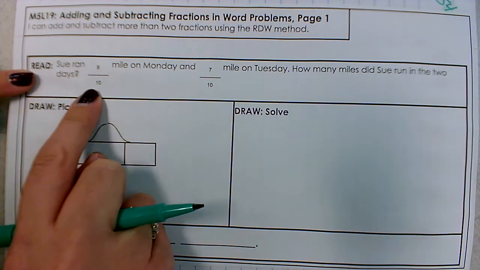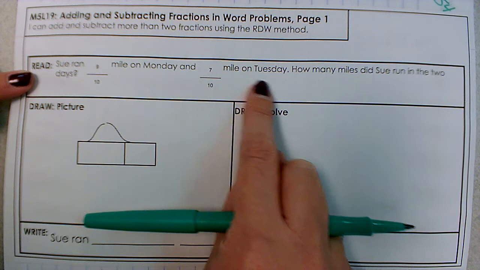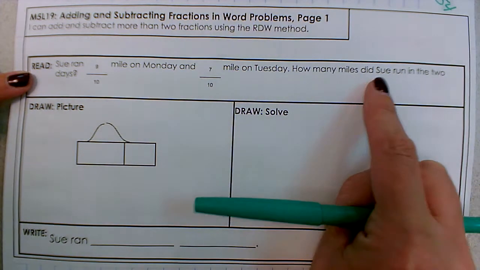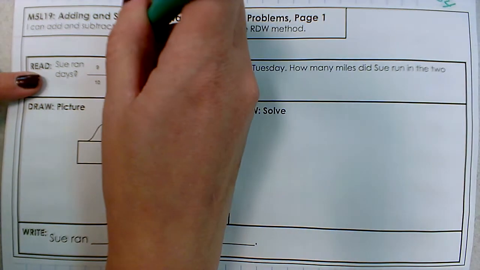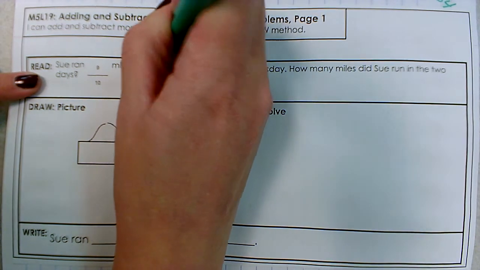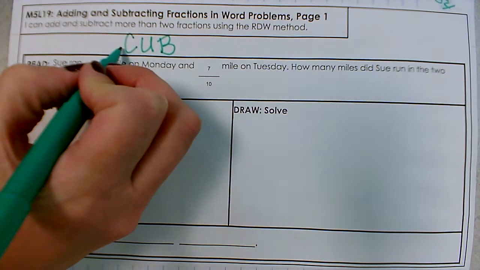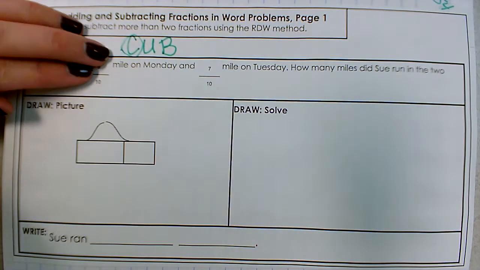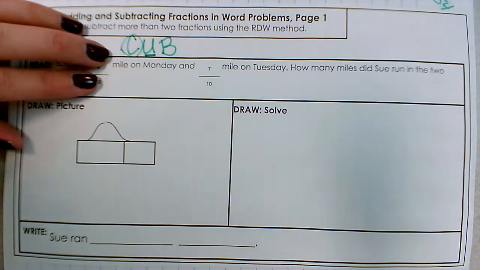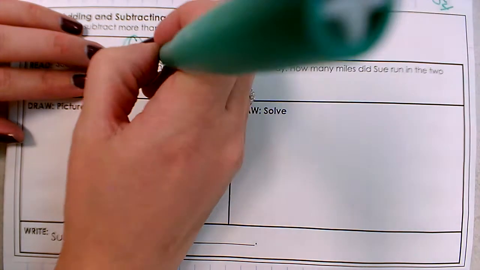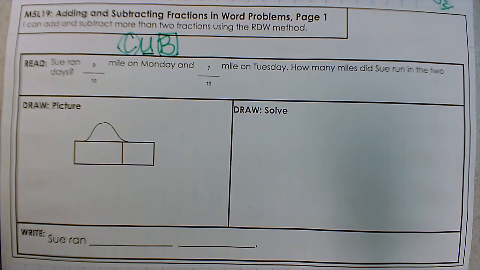Sue ran 9/10 mile on Monday and 7/10 mile on Tuesday. How many miles did Sue run in the 2 days? Now remember that when we do our read step, I need to do our CUB process. And that means that I circle my number words and labels, I underline my question, and I box my important key words. And so let's go ahead and do this read step.